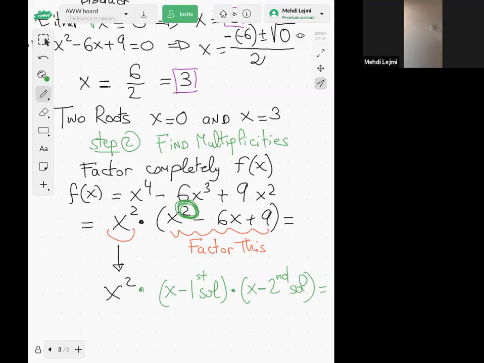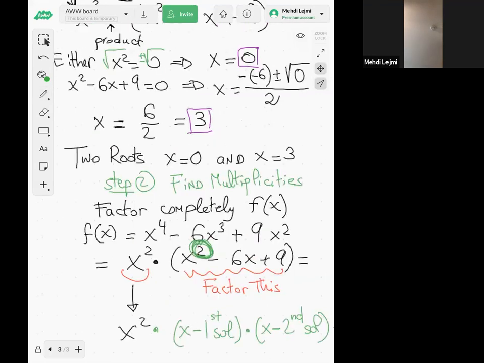But you know, when we solved x squared minus 6x plus 9 equal to 0, I got only one solution, right? So it's actually a double solution. It's a 2 times solution, 3. I got only 3 as a solution, and this is a 2 times solution.